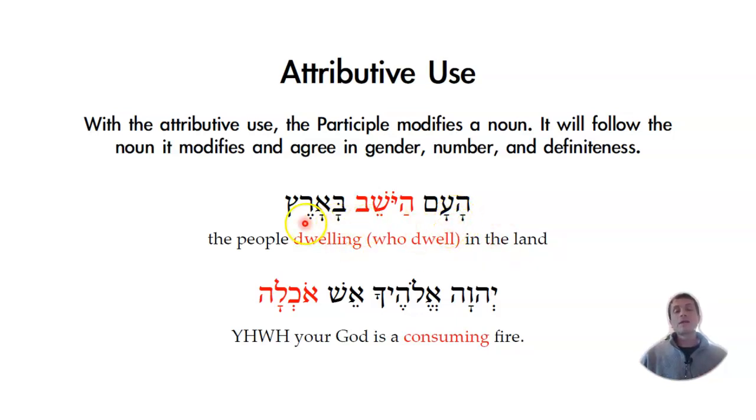Now, there's a couple of different ways to translate an attributive participle here. One would be to actually treat the participle hayoshev as an adjective, to say, the dwelling people in the land.